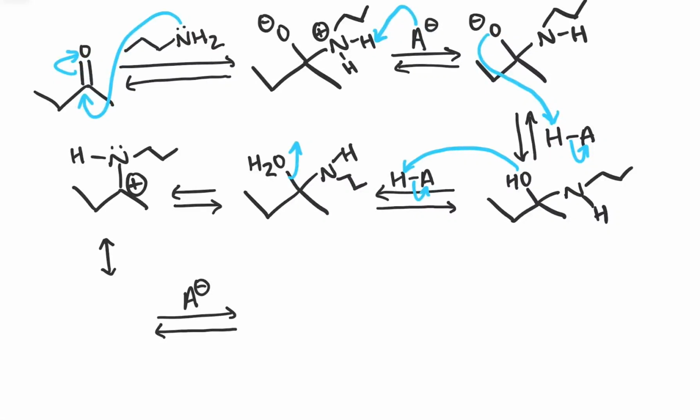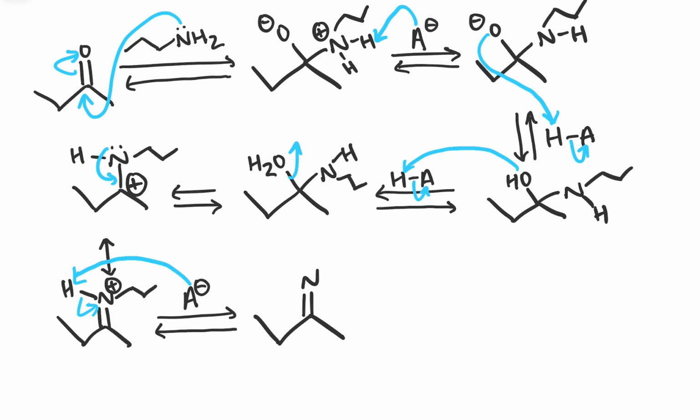Now, through resonance, we can take that lone pair that's on nitrogen and drop it down to form a double bond between carbon and nitrogen, leaving our nitrogen with a positive charge instead of our carbon. Finally, in our last step, we are going to add even more base, which is going to deprotonate that nitrogen, making it neutrally charged once again, and leaving us with our imine product.